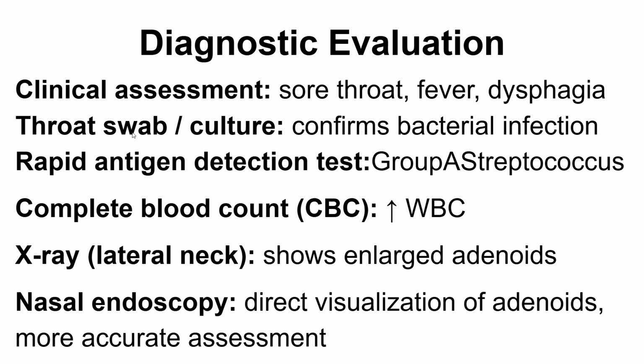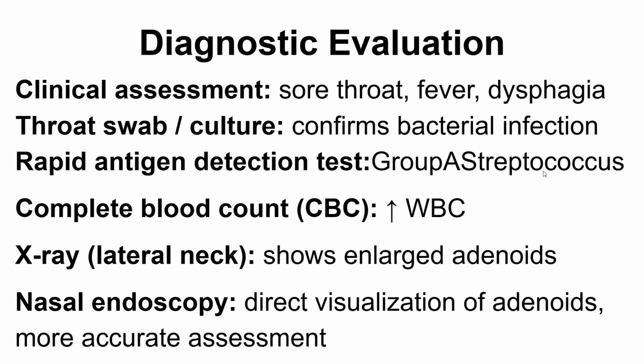Throat swab culture. This is needed to identify the bacterial infections, very commonly streptococcal infections. And why do we need to do culture? If the type of bacteria is identified, it is useful in choosing the appropriate antibiotics for the treatment. A rapid antigen detection test can be done to identify group A streptococcus organisms, and this gives results within minutes.